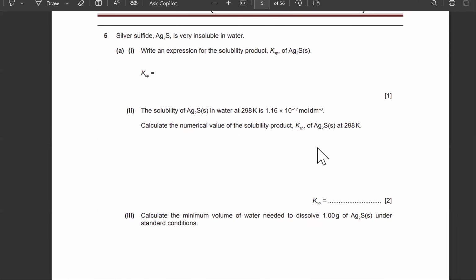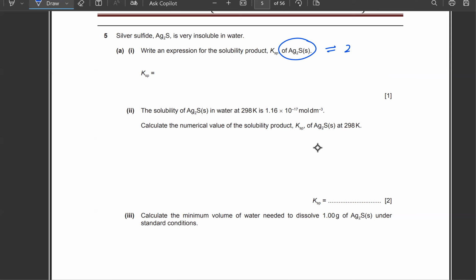So this one is interesting. Let's start with this one. KSP of Ag2S. Let's do this quickly. It will dissolve and it will produce two silver ions and one S2 minus ion, all aqueous. What is your KSP expression? That's the concentration of Ag plus squared, into the concentration of S2 minus. That's what your KSP is.